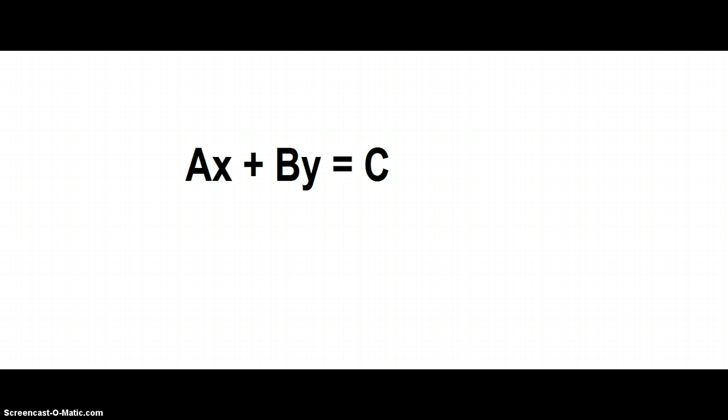Now, we're going to learn something new called standard form: ax plus by equals c. This is the standard form for the equation of a line.